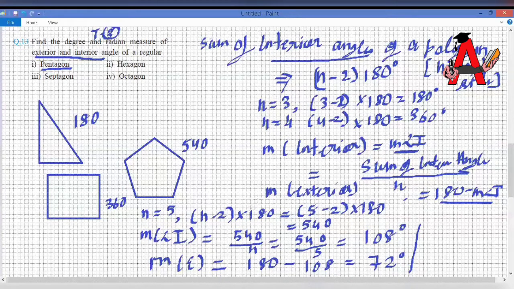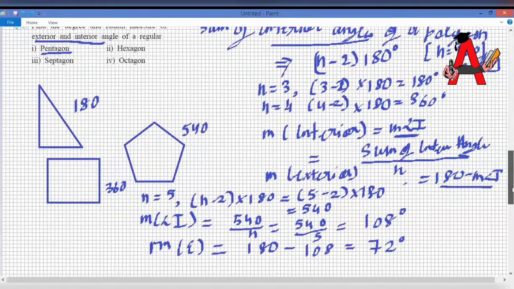Once you have got interior and exterior, it is much easier for you to convert into radians. Don't forget to convert it into radians. You can simply multiply it by pi by 180. You will get that part, you know very well. So that was the third type. You can practice for hexagon, septagon. Hexagon means 6 sides, septagon means 7 sides, octagon means 8. That was the third part.